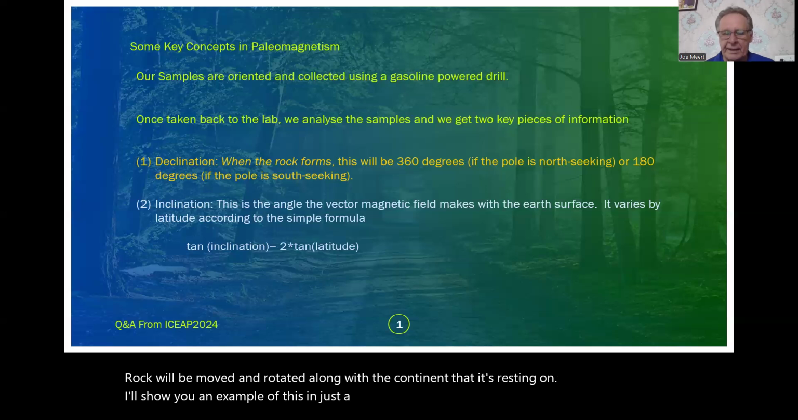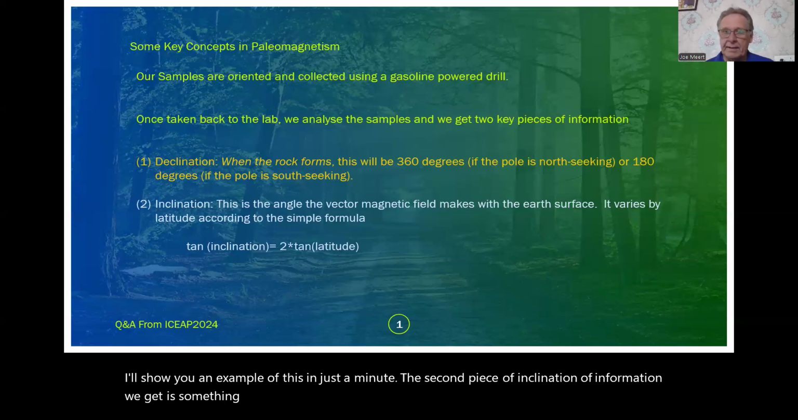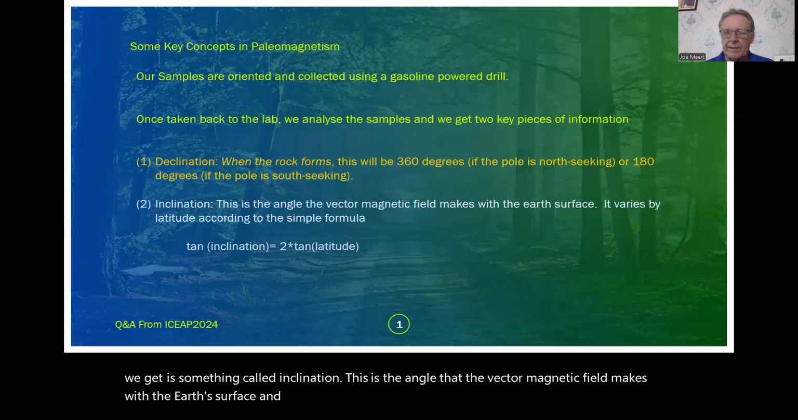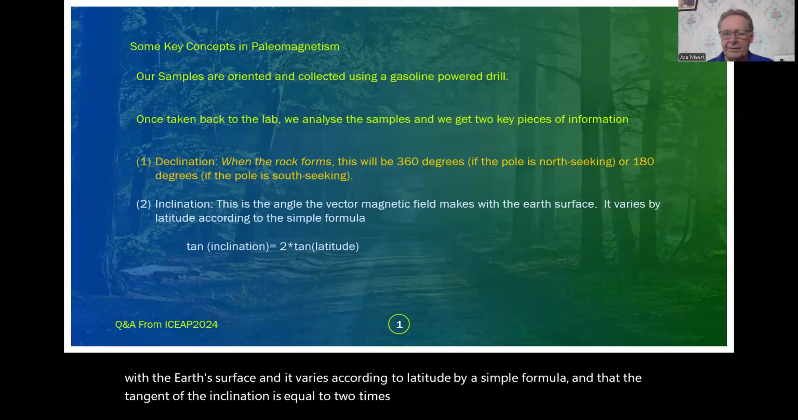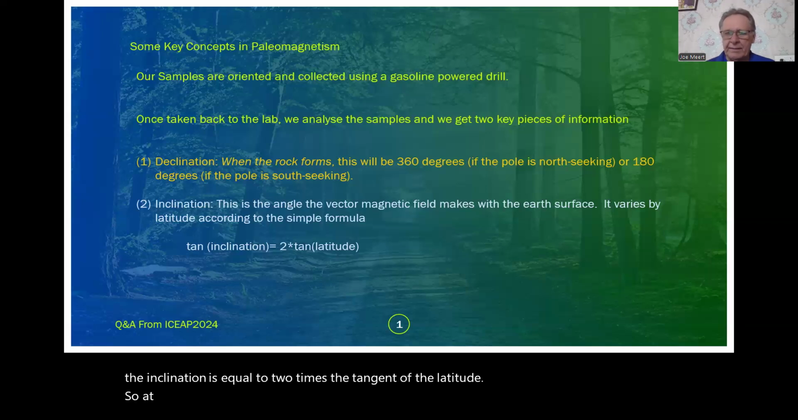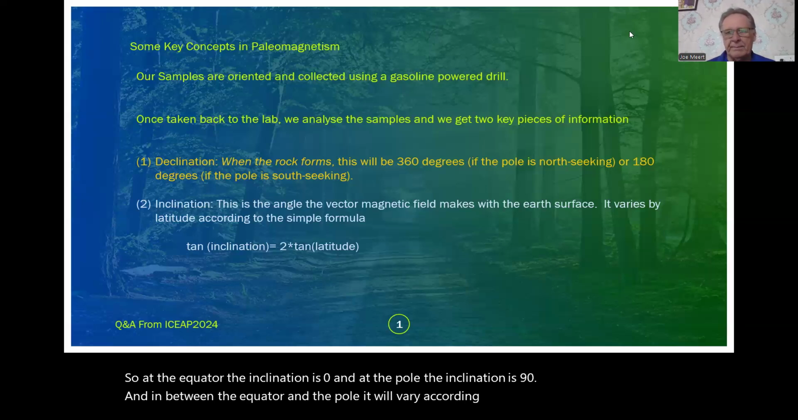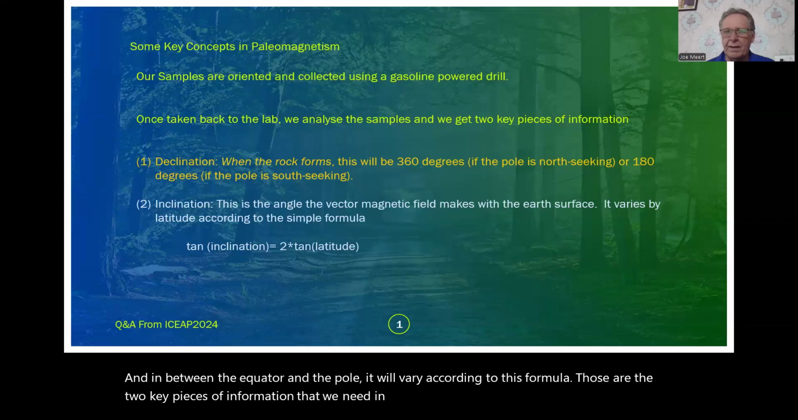The second piece of information we get is something called inclination. This is the angle that the vector magnetic field makes with the Earth's surface. It varies according to latitude by a simple formula, in that the tangent of the inclination is equal to 2 times the tangent of the latitude. So at the equator, the inclination is 0, and at the pole, the inclination is 90. In between the equator and the pole, it will vary according to this formula. Those are the two key pieces of information that we need in order to reconstruct continents in the past.